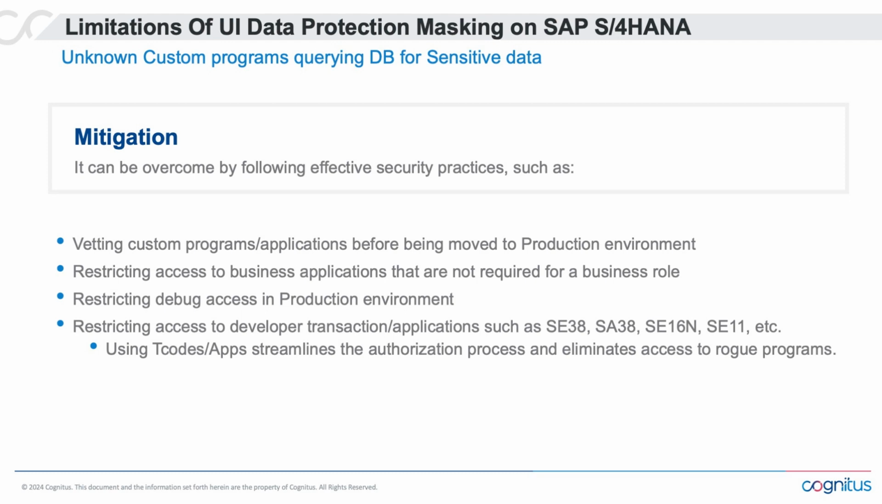However, it can again be overcome with effective security practices like vetting custom programs and applications before being moved to production environment, restricting access to business applications that are not required for a business role, restricting debug access, and restricting access to developer transactions and applications.